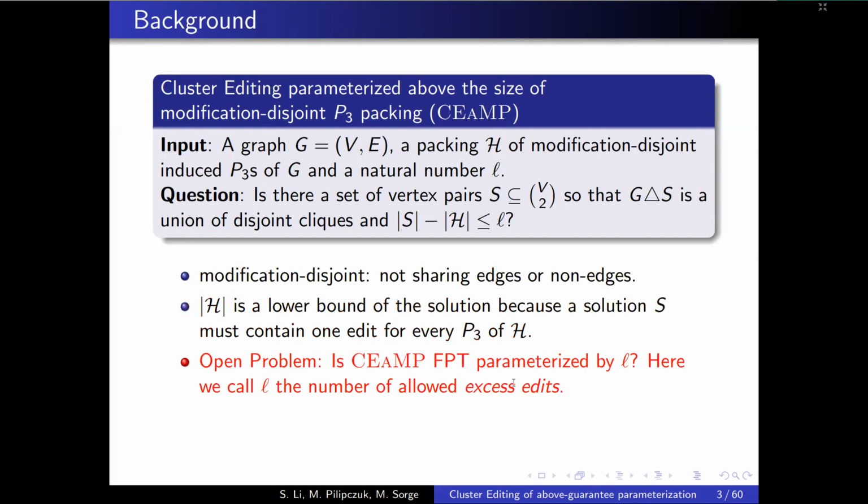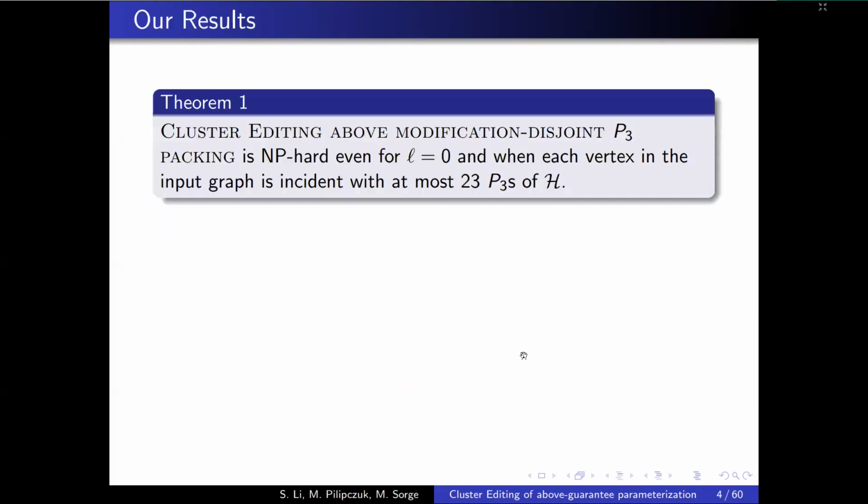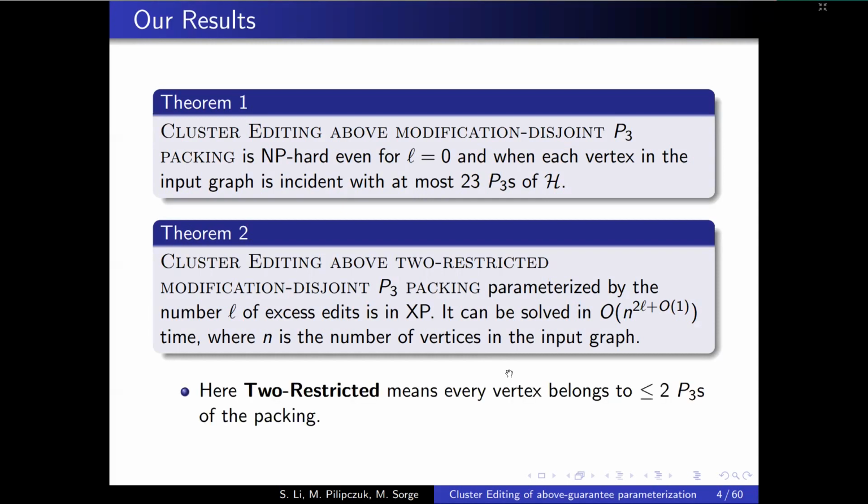The open problem is: is CEAMP FPT parameterized by L? Here, we call L the number of allowed excess edits. This problem was proposed by Komusiewicz at the Saarland meeting. We have two results in this paper. The first result is that cluster editing above modification-disjoint P₃-packing is NP-hard even for L equals 0. The second result is that cluster editing above two-restricted modification-disjoint P₃-packing is in XP. Here, two-restricted means that every vertex belongs to at most two P₃s of the packing.